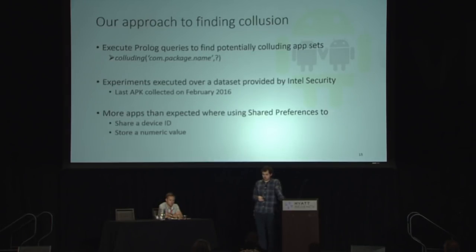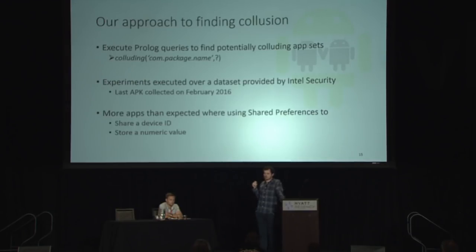So with this, we use Prolog queries to find potentially colluding app sets, like, for example, the one you see there. We just call colluding. This is a simplification of the actual code, but I think it's useful to see how it works. We just call colluding with a package name, and it will give us all the possible applications that would be colluding with the application we provide.